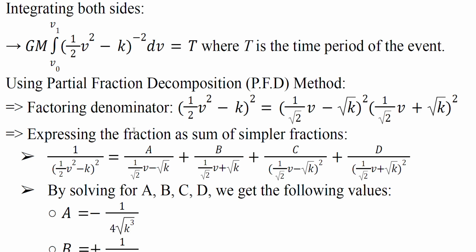Then we're going to be using an interesting integration method called the partial fraction decomposition method, or PFD for short. So we're going to be factoring the denominator, which is half of v squared minus k, whole square. You can write this as 1 by (root 2 v minus root k) whole square into 1 by (root 2 v plus root k) whole square, because we're basically expressing this in a squared minus b squared form and separating it.